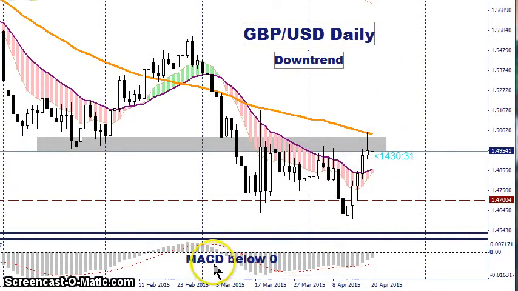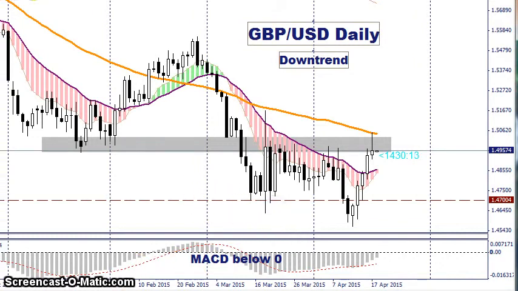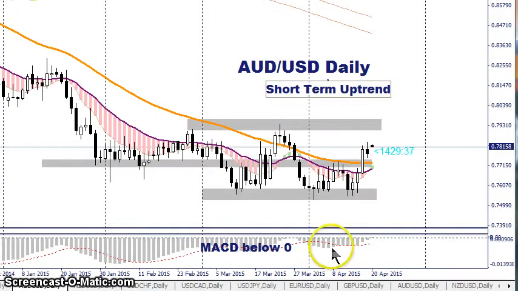Okay, price again, if you look at the MACD below the chart here, MACD is below 0. You can see that right there. Okay, so next chart, let's take a look. Okay, here we've got the Australian US dollar.